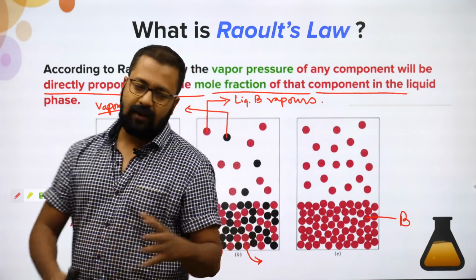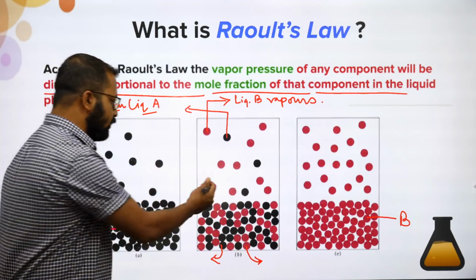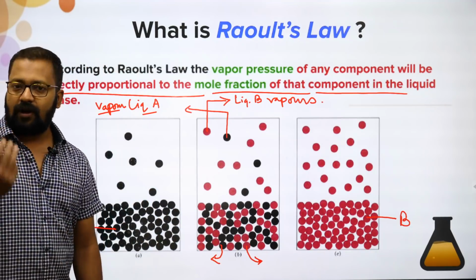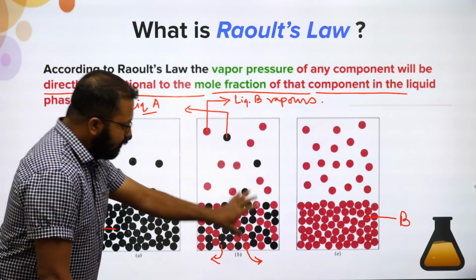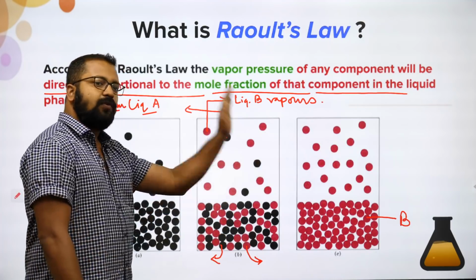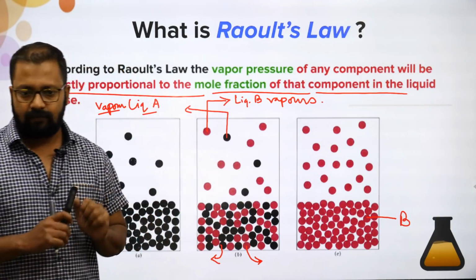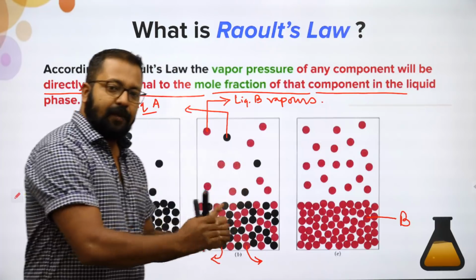This means if the solution is being mixed in a ratio, let's say some mole ratio of 1:1. So 1 mole of this is present, 1 mole of this is present, so what will the mole fraction be? 0.5 for liquid A, 0.5 for liquid B. Then the vapor pressure due to liquid A will be proportional to the mole fraction of liquid A. Vapor pressure of liquid B will be proportional to mole fraction of liquid B. Okay, it's a very easy representation.